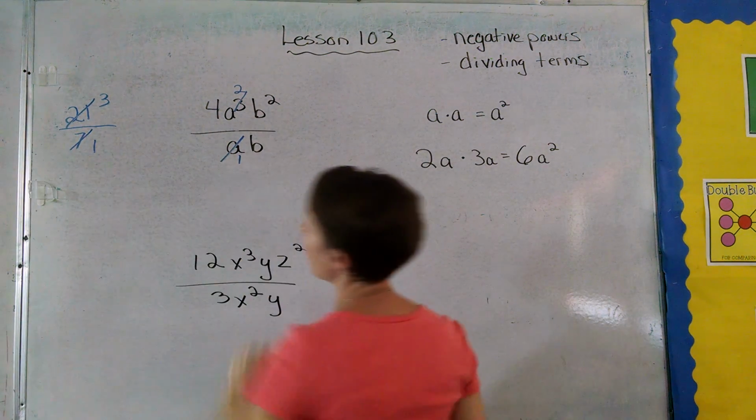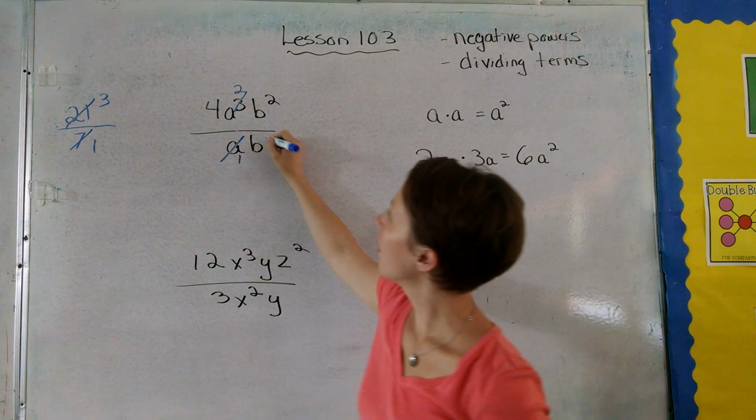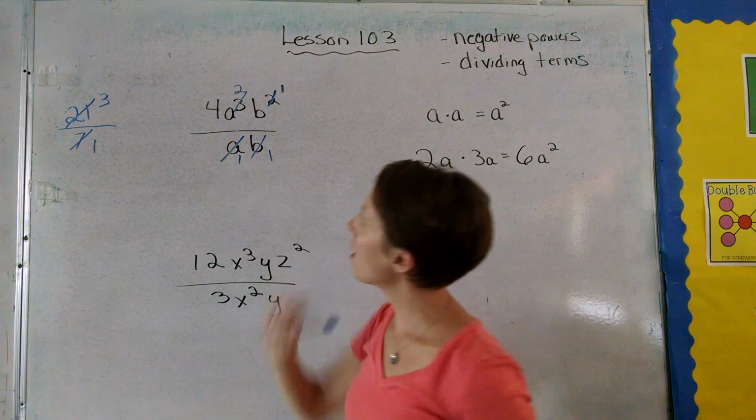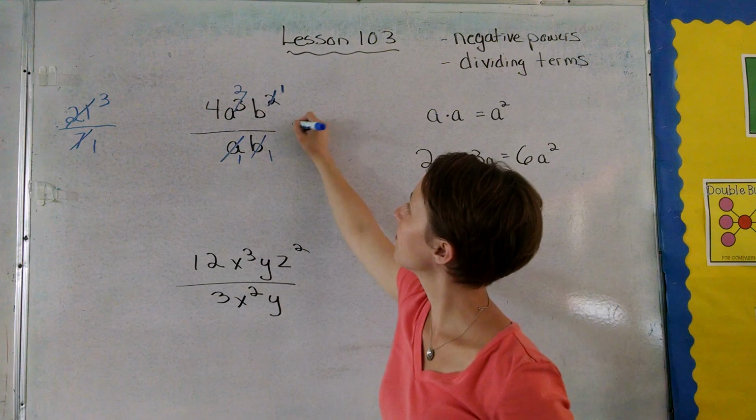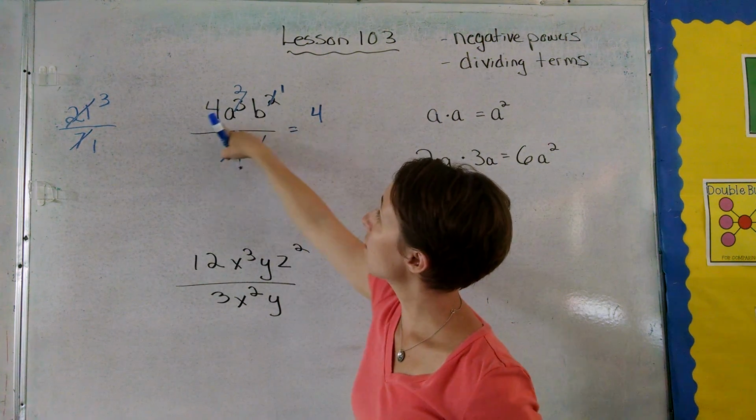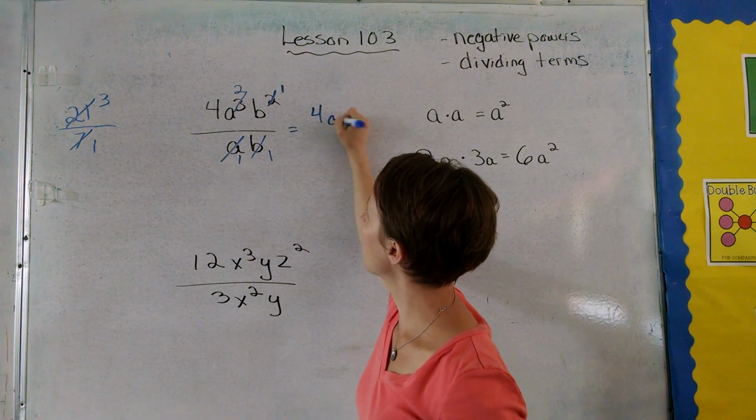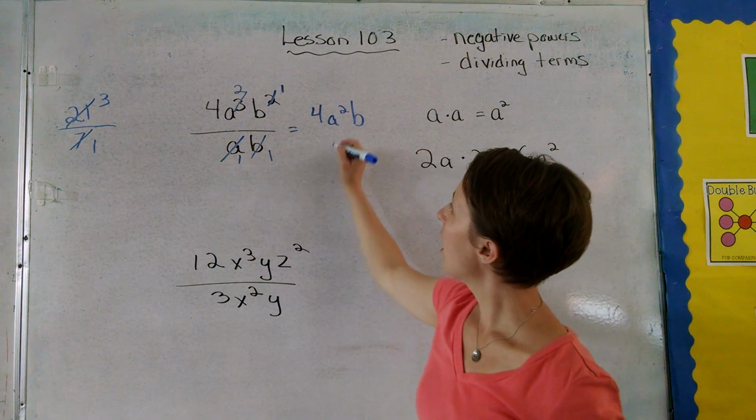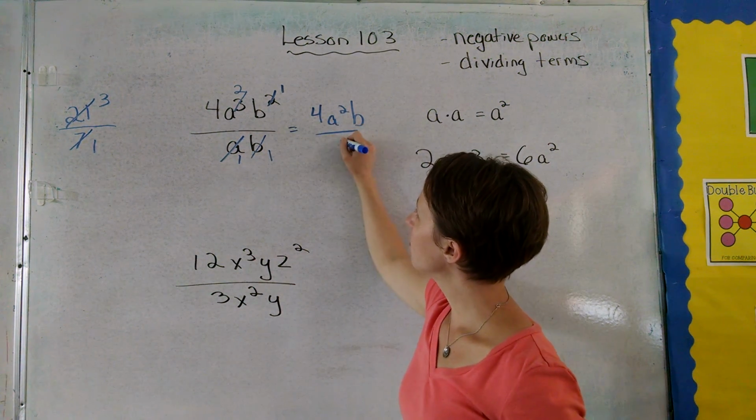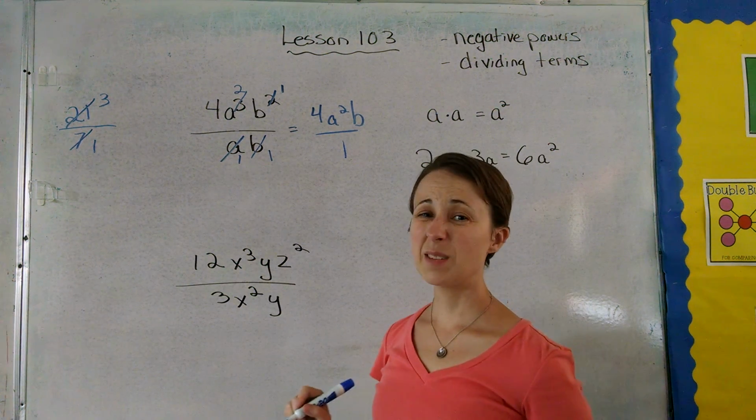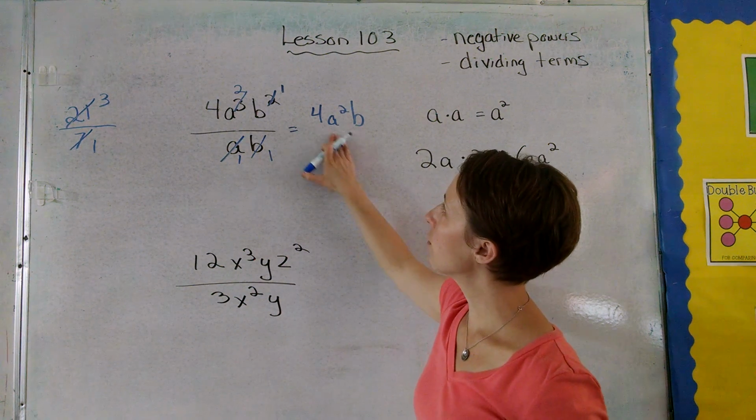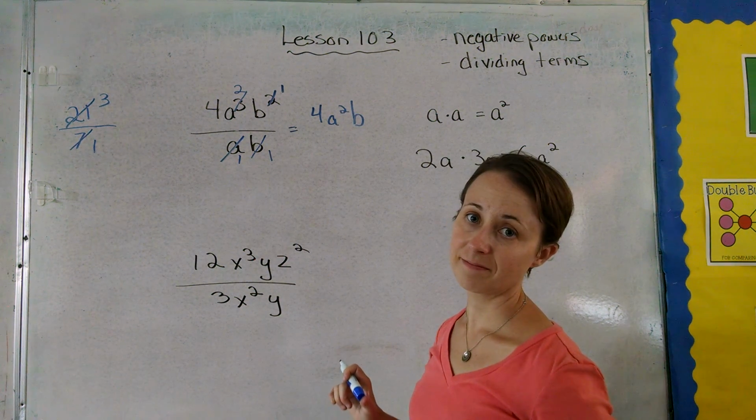Similarly, I can divide a B out of both the top and the bottom. Divide out 1 B, I'm left with 1. Divide out 1 B, I'm left with B to the first. So my final answer, I still have 4 times A squared times B to the first. I don't need to write the first. It would be divided by 1, but in simplest form, I wouldn't need to write that. My best answer would just be 4A squared B.